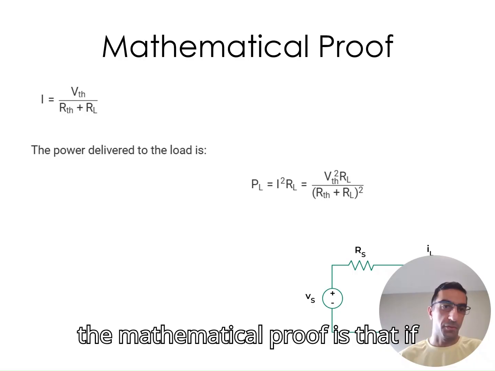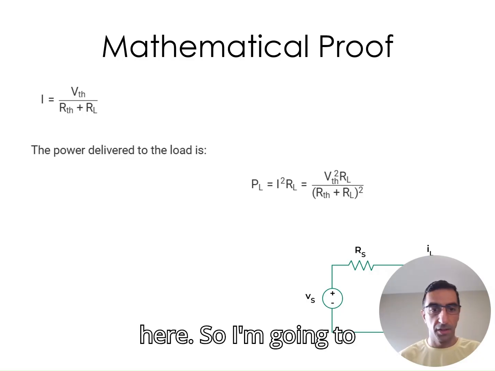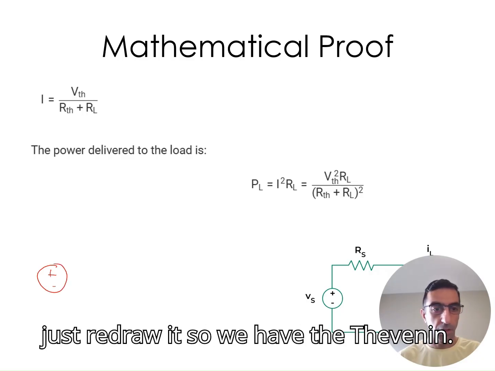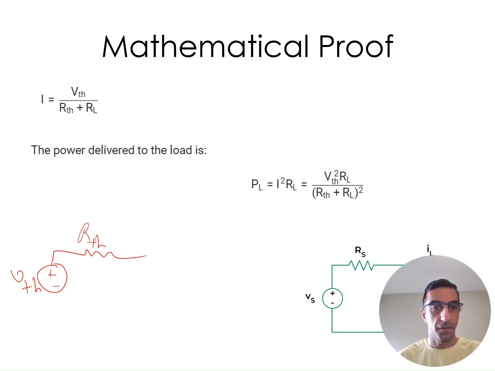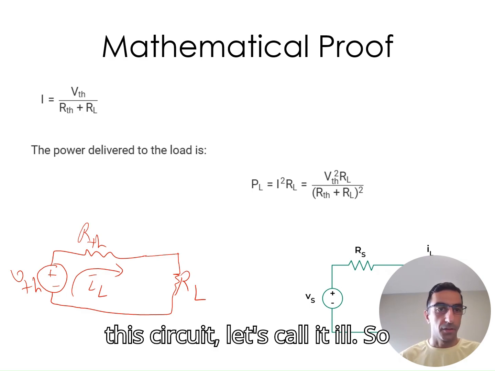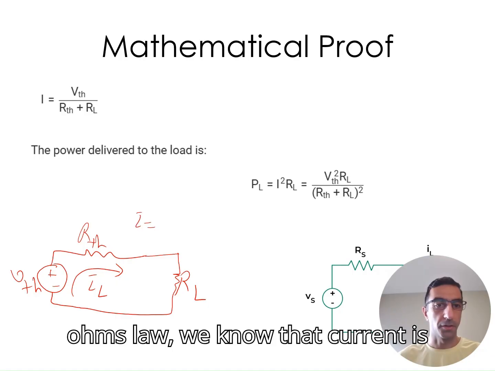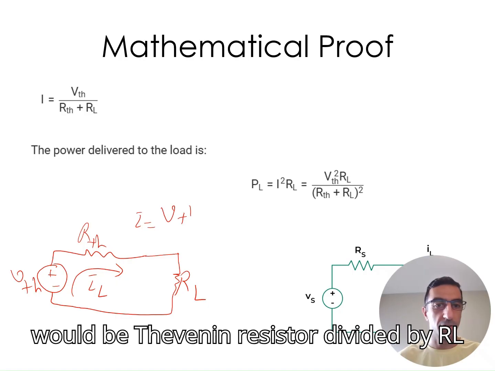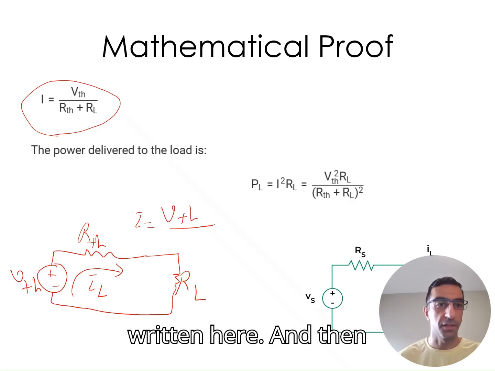The mathematical proof: if we consider this circuit, I'm going to redraw it. We have the Thevenin voltage in series with our Thevenin resistor, and here is our load. There's a current flowing into this circuit, let's call it IL. Based on Ohm's law, current is voltage divided by resistance, so IL is V Thevenin divided by RL plus R Thevenin. This is exactly written here.